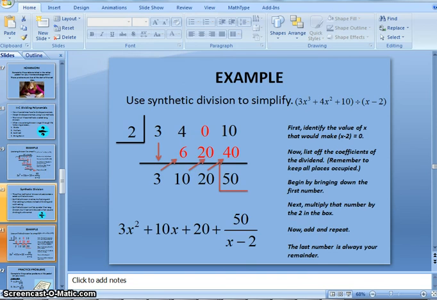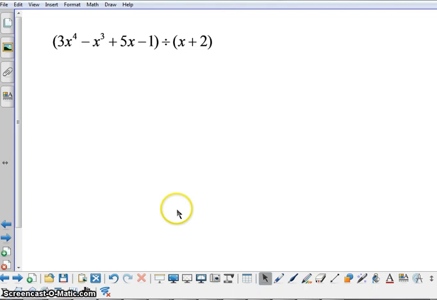Now, real quickly, what we're going to do here is go through a couple more examples I'd like to show you. You can see we've got a problem here: 3x to the fourth minus x to the third plus 5x minus 1. We're going to divide that by x plus 2. So again, we'll take this divisor and identify the value that would make that equal to 0. And of course, that would be negative 2 this time.